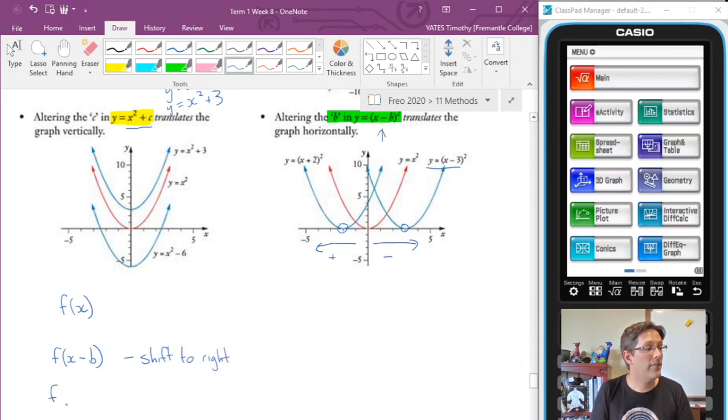We had the f of x plus c. Now this is not using the x squared term anymore. This is using f of x. So this is the case for any function. This is going to be a shift upwards.